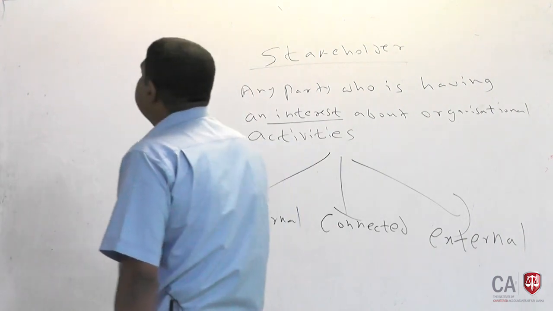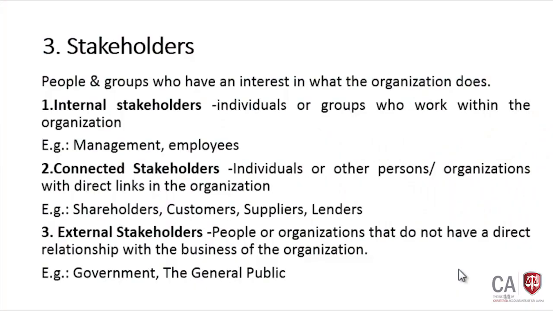So, who is an internal stakeholder? Look at the definition given here. Internal stakeholders mean individuals or groups who work within the organization. Here what is the key word? Who work, people who work. Here the key word is people who work in the organization. We emphasize internal stakeholders. What are the examples? Management and the employees. They normally work within the organization.